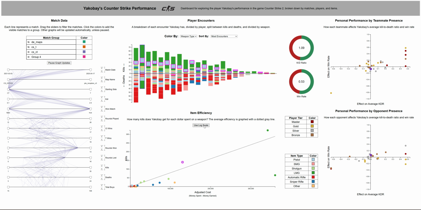But if I'm looking for a new weapon to use that I don't use as often, I can go to the lower end of the scale and see the Galil and the P250 both are above this line. Maybe that's something I want to try out more.